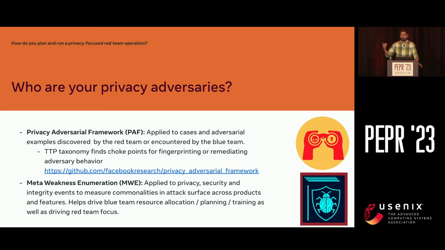But basically, you need some way of understanding what your attack surface is, right? What kinds of weaknesses are your adversaries leveraging? What are the technical root causes for those weaknesses? So we use this pair of taxonomies to map out the privacy adversarial space, and then use that to guide planning for red team operations.